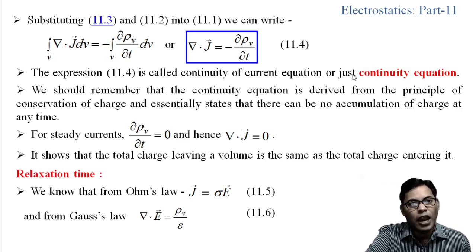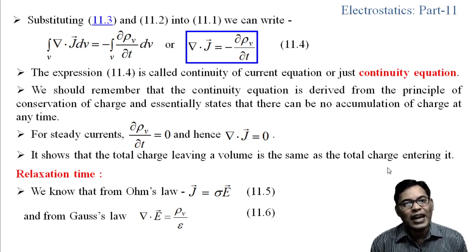Now for steady currents, steady current means no charge accumulation in the particular volume, so the partial derivative with respect to t of rho v will be equal to 0. For steady currents, this means del dot J will be equal to 0. What is the meaning of that? It means the total charge leaving a volume is the same as the total charge entering it.